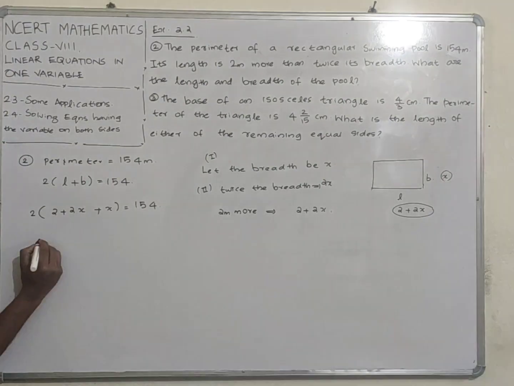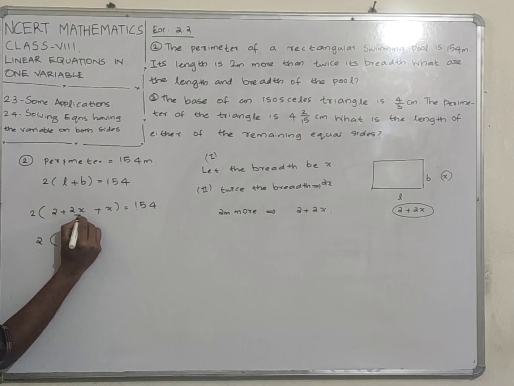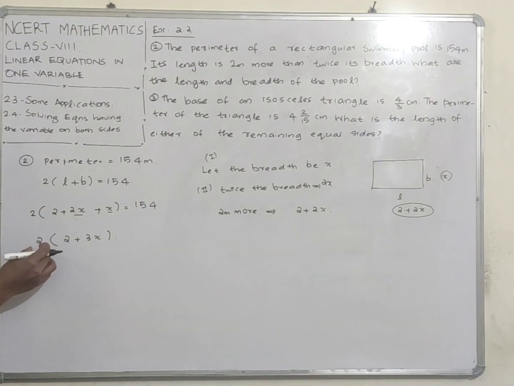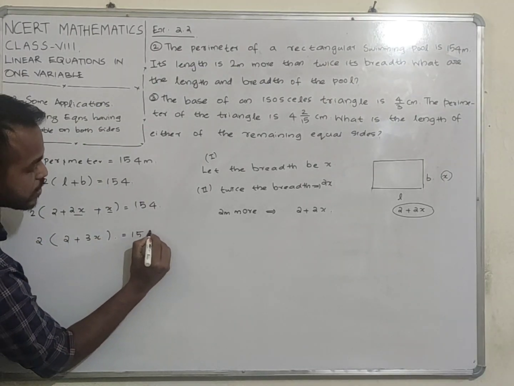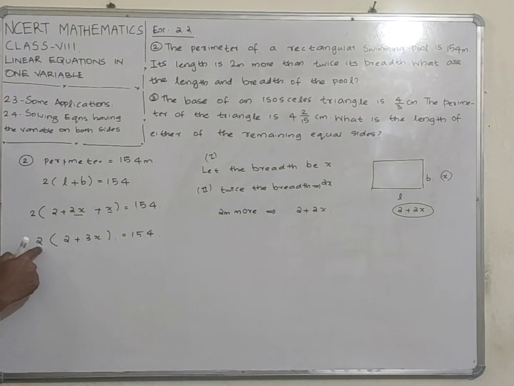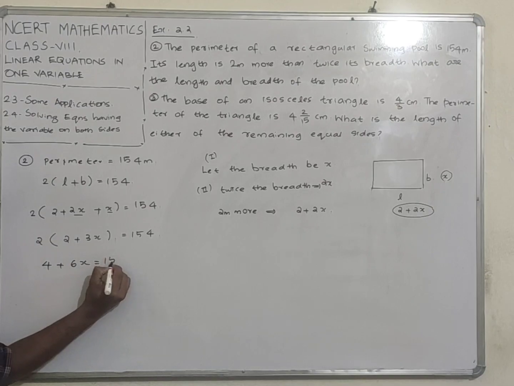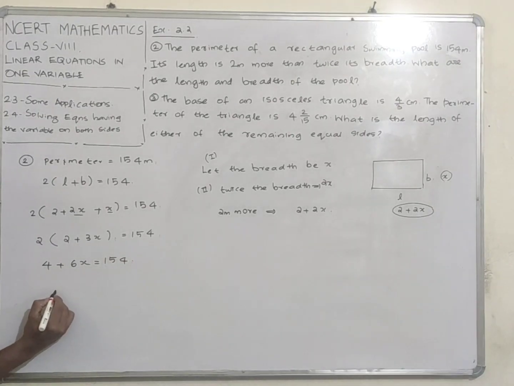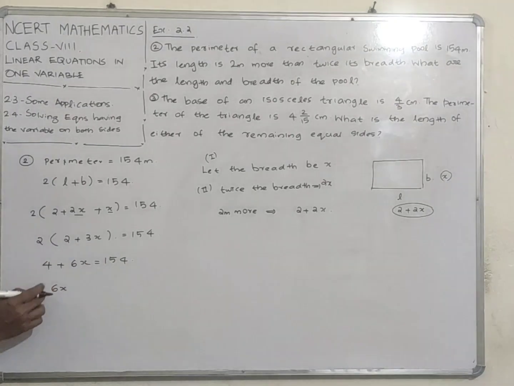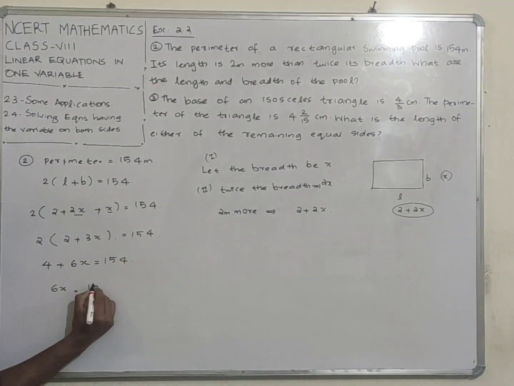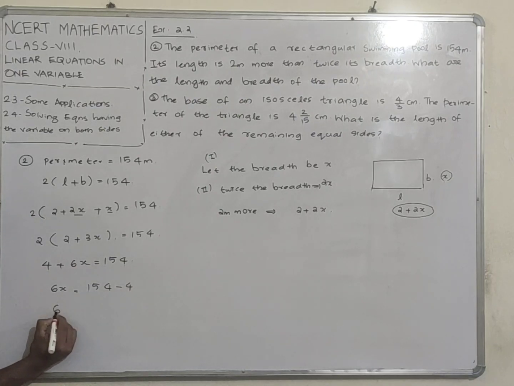Now to solve this one, you can write 2 into, what is 2x plus x? 3x. So it is 2 plus 3x. Now there is a 2 outside the bracket. Of course, this is equal to 154. There is a 2 outside the bracket, so we can write 4 plus 6x is equal to 154. Now to solve for x, we can keep 6x on the left hand side. Taking 4 to the other side, it becomes 154 minus 4. So further we can write 6x is equal to 150.